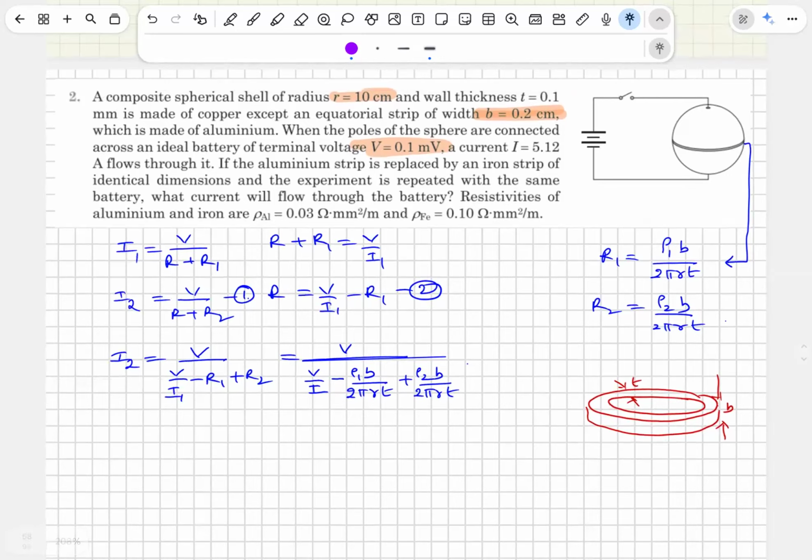Good. Radius is 10 centimeters, width 0.2 centimeters. You can consider here. Otherwise, it is impossible for us to do. Complicated.